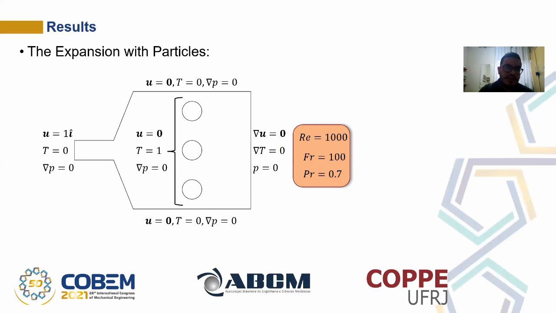So finally, the expansion with particles in a more complex geometry. So here I present the scheme of the contour conditions and also the dimensionless groups, Reynolds, Froude, and Prandtl. We have a velocity entering of unit value, and we have no-slip conditions on the walls and prescribed pressure at the exit. And we have 3 cylinders in the middle.